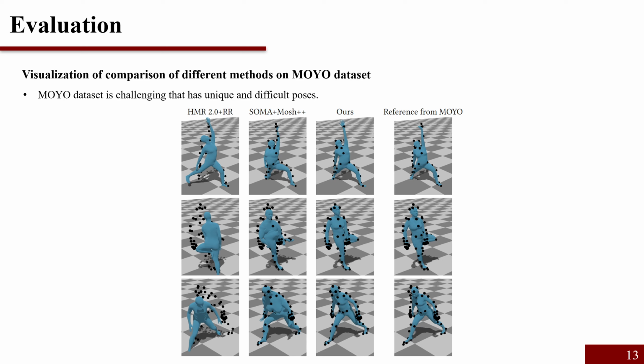Here is the visualization of the result on the MOYO dataset. The MOYO dataset is challenging as it has unique and difficult poses. However, they demonstrate that their approach performs well on the dataset as well, claiming that it can be applied to unique and challenging poses.